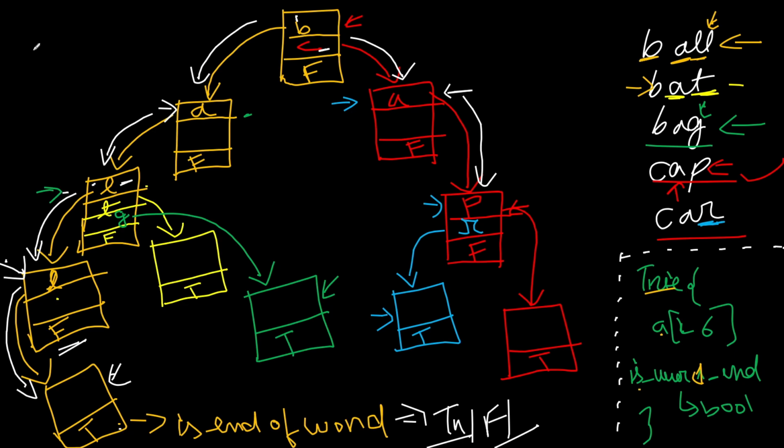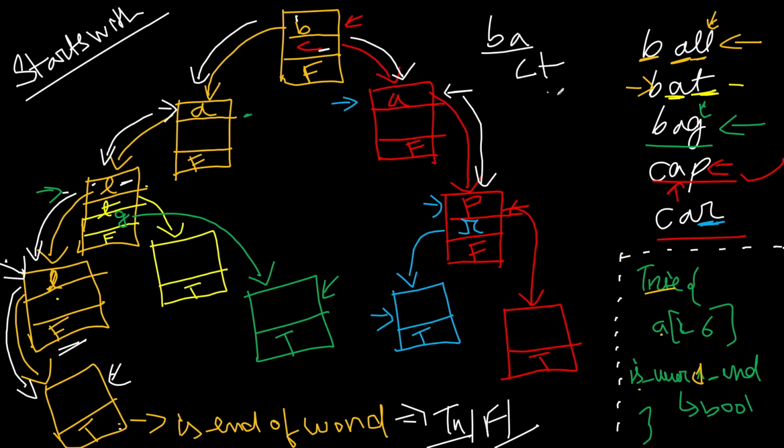Now let's look at starts with. Okay, for starts with, let's take ba as the prefix. Let's take ct as the prefix. I think two examples are enough. Let's take another. Let's take bal. Okay, let's take this.